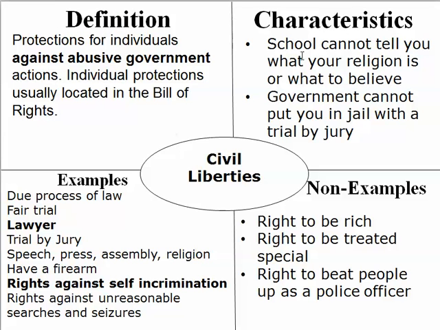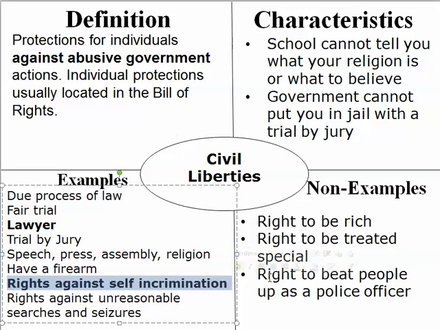Some examples are that a school cannot tell you what your religion is or what you can believe, and the government cannot put you in jail without a trial by jury. Some of these examples are the 5th and 6th Amendment, accused of crimes. This one's the 4th, rights against unreasonable searches and seizures. And the 5th is due process of law, and the 6th is a lawyer. Rights against self-incrimination is the 5th.